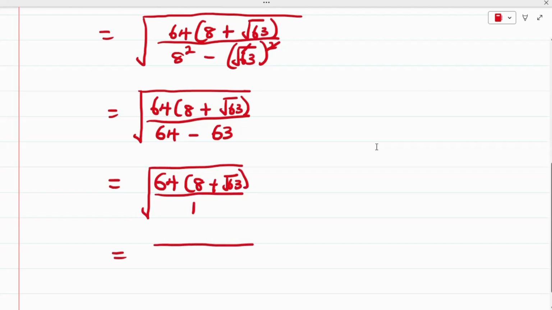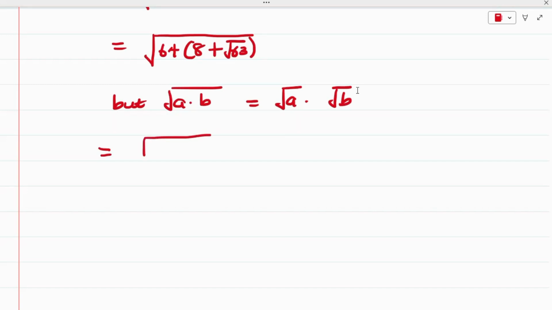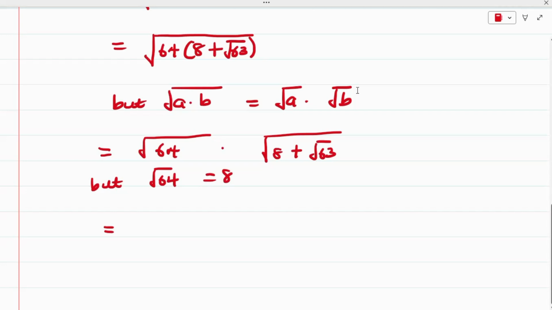So we have this to be equal to the square root of 64 multiplied by 8 plus the square root of what? 63. But if we have the square root of a times b, this is equal to the square root of a multiplied by the square root of b. So this is equal to the square root of 64 multiplied by the square root of 8 plus the square root of what? 63. But the square root of 64 is equal to 8. So this is equal to 8 multiplied by the square root of 8 plus the square root of what?